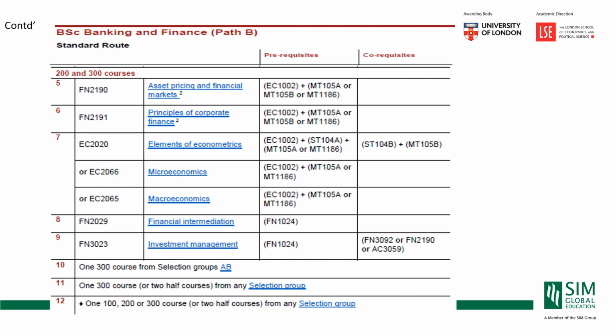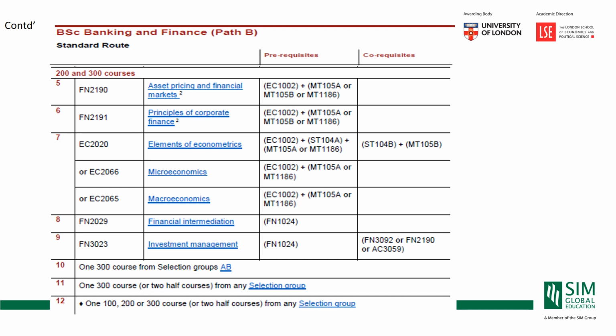So FN 3092 is no longer offering at SIM, it's actually a retired course. FN 2190 is Asset Pricing and Financial Markets, which is course number 5, or AC 3059. Okay. Course 10, line number 10, consists of 1 300 course from Selection Group AB. If you remember, Selection Group AB consists of courses in accounting and finance. So course 10 is elective, but elective with some restriction.